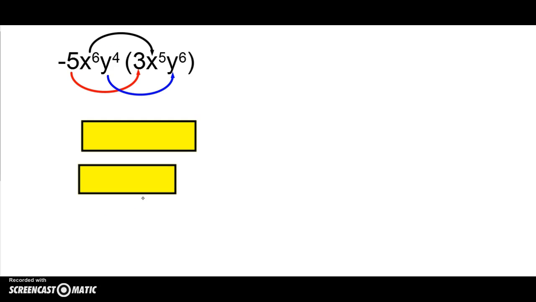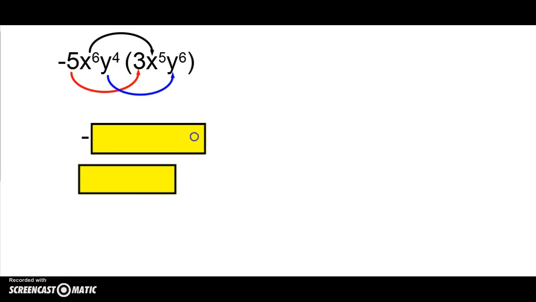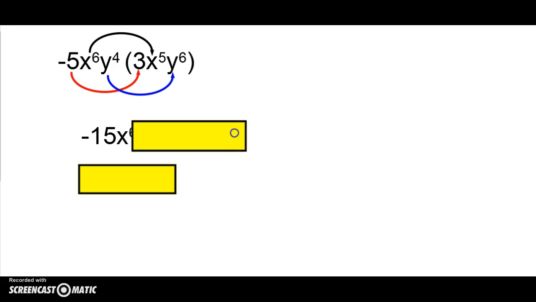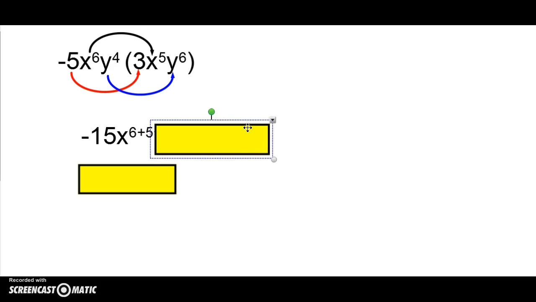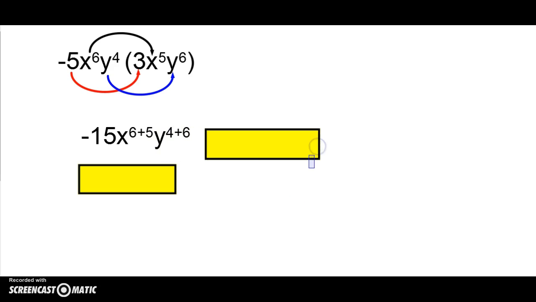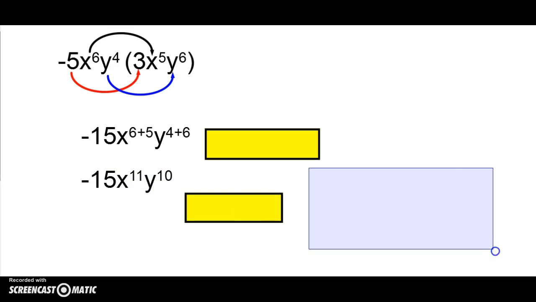Here we go, same thing, same pattern. That's what I said, I must have gone crazy with too many examples. So negative 5 times 3 would be negative 15. Keep the base, add the exponents, 6 plus 5, and then, oops, now we got that little glitch. Keep the base of the y and add 4 plus 6. So you should have negative 15, x to the 11th, y to the 10th.